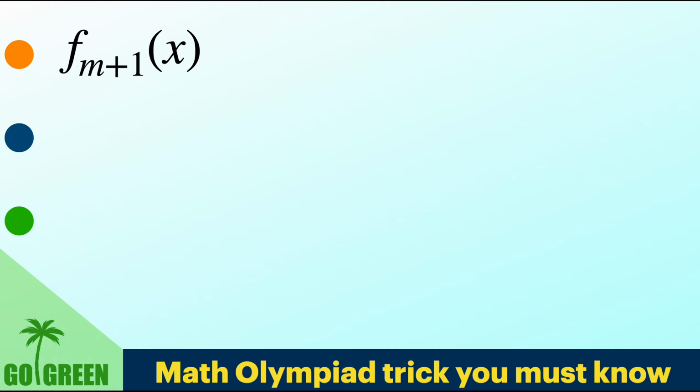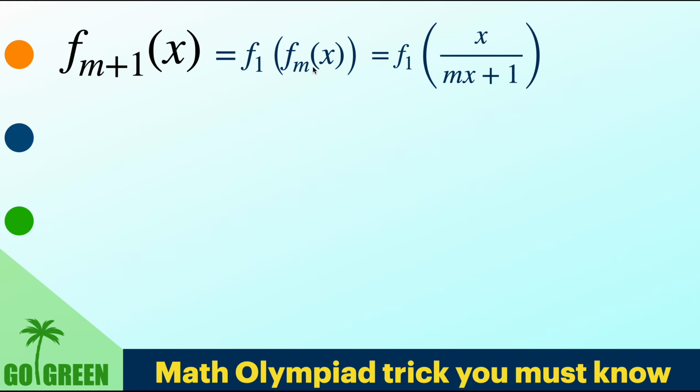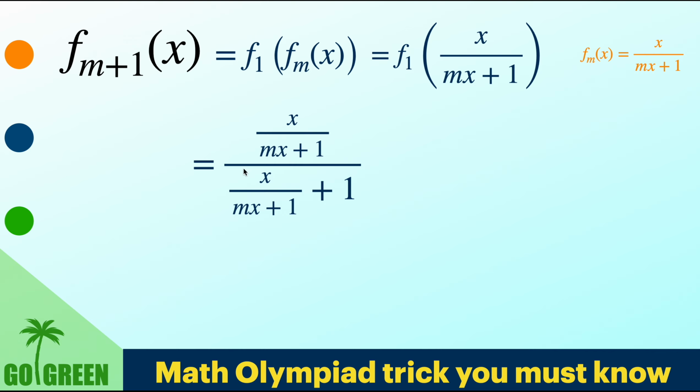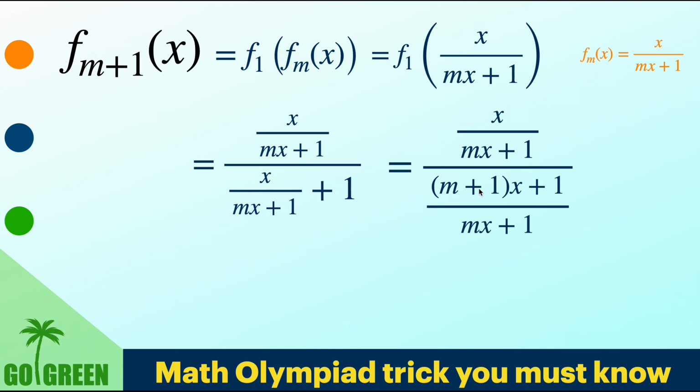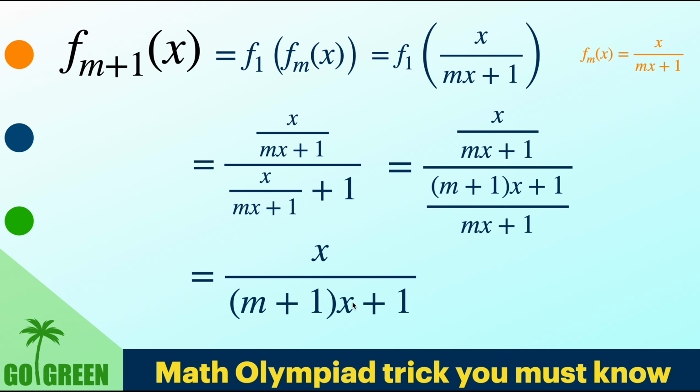And then if we try to calculate f(m+1)(x), by definition, f(m+1)(x) is f1(fm(x)), and we know what fm(x) is, because we have assumed it. So with this assumption, f(m+1)(x) is x over mx plus 1, over x over mx plus 1 plus 1, that is the definition of f1. And then after calculation you get x over (m+1)x plus 1. So it turns out to be true for n equal to m plus 1 also, given that it is true for any particular value m.